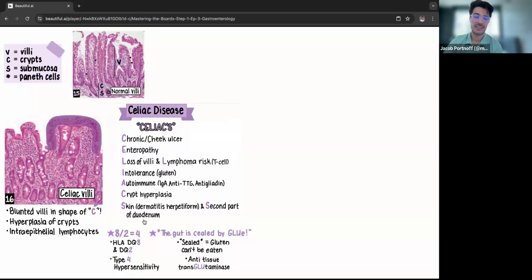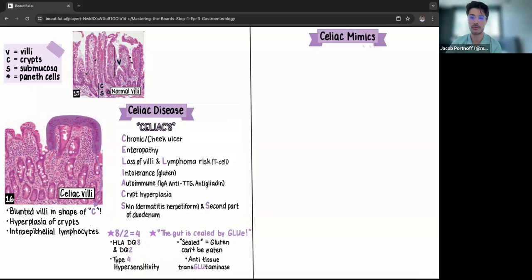So hope that helps. And I have another fun memory trick: you're going to remember the gut is sealed by glue. So remember, sealed is gluten. Gluten can't be eaten. And the glue is going to help you remember the anti-tissue transglutaminase. Okay, very high yield. And then finally, it has associations with HLA-DQ8 and DQ2. And it's a classic type 4 delayed hypersensitivity reaction. So just a couple memory tricks and fun mnemonics to help you guys out.